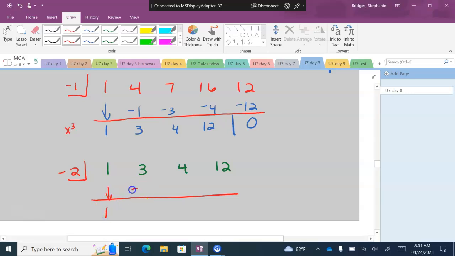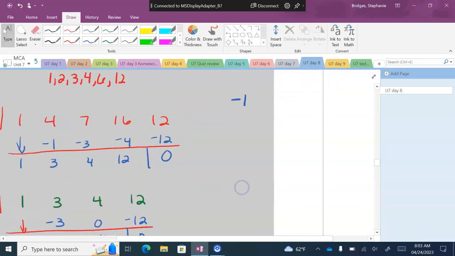If I try -2, that also does not work. So keep going. Try +3, try -3. It does. Okay, let's try that then. Bring down the 1. That's -3. That's 0. That's 0. That's 4. That's -12. So that does give me a remainder of 0. So my second rational solution is going to be -3.